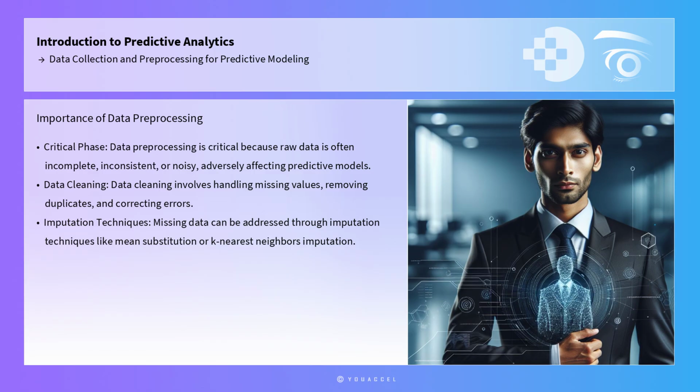Data cleaning involves handling missing values, removing duplicates, and correcting errors. For instance, missing data can be addressed through imputation techniques, such as mean substitution or more sophisticated methods like k-nearest neighbors imputation, which leverages the similarities between data points to estimate missing values.